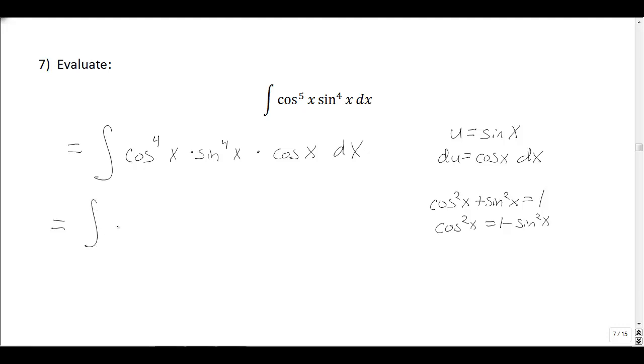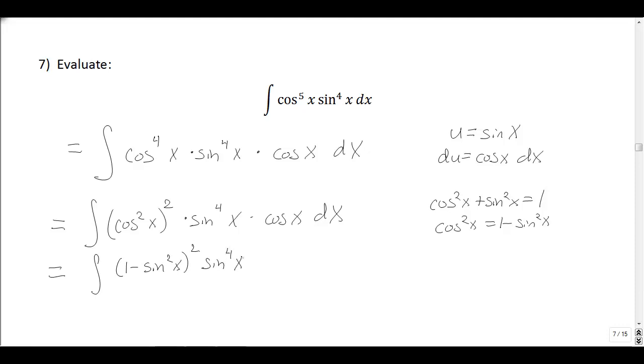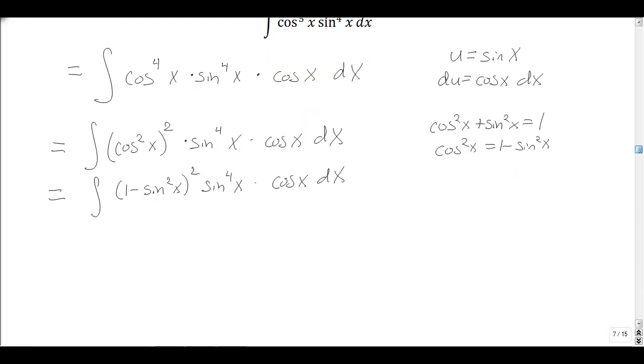So let's do that. First thing, I'm going to think of cosine to the 4th x as cosine squared x squared, times sine to the fourth x times cosine x dx. And then cosine squared x is 1 minus sine squared x, squared, times sine to the fourth x times cosine x dx. Okay, now I'm ready to do my substitution. I'm going to do u equals sine x. So I get 1 minus u squared. Sine squared x is u squared, but then squared. Sine to the fourth x is u to the fourth. Cosine x dx is just du.